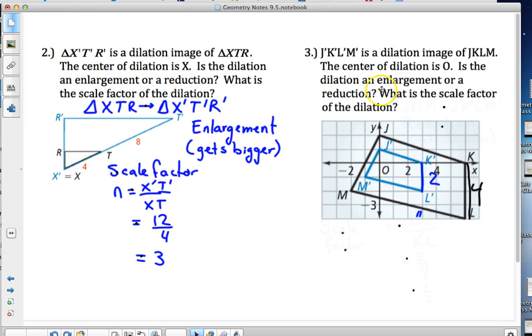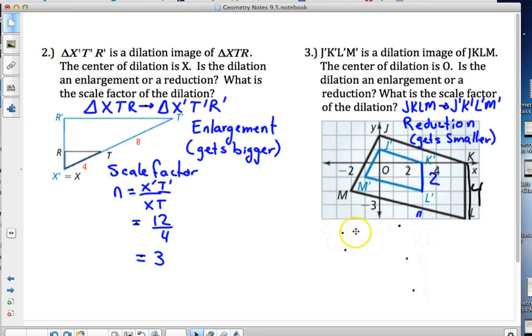Now, same problem here with this origin being our reference of size change, and I'm going to use corresponding sides. I could also use distance. I could use the distance from the origin, which is 3 and 6, to set this up as well. But either way, I'm going from JKLM to J prime, K prime, L prime, M prime. So that means that it's going to be a reduction. It's going to get smaller.